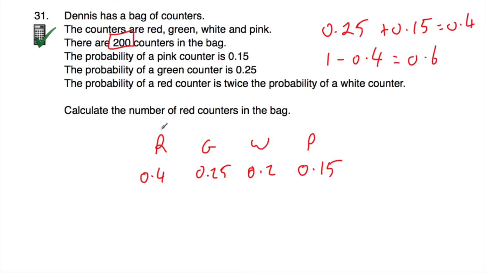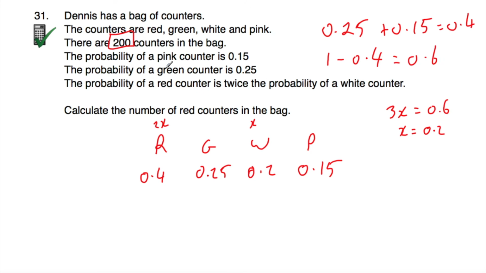Another way to do it would be to actually use algebra and call this 2x and this x. And then you could do 2x plus x is equal to 3x. And then you do 3x equals 0.6, the probability that they add together to be. Divide both of them by 3 to get that x is equal to 0.2. And that means that this would be 0.2 and this would be 0.4, double it. But in this case, I just spotted it. Okay, that's fantastic. So we now know the probabilities.